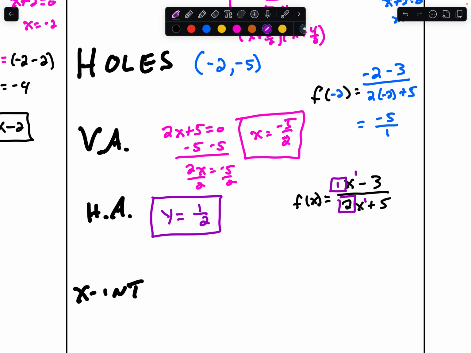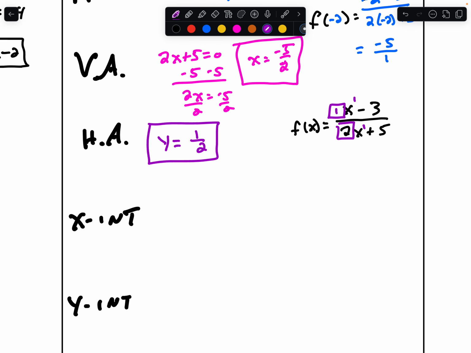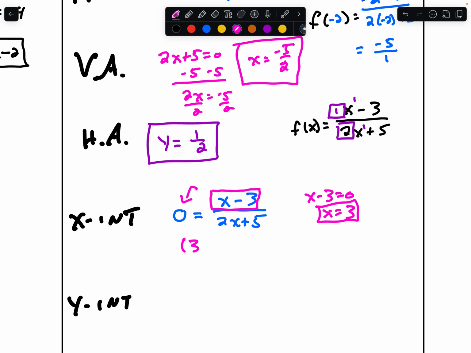Okay, and now the last two things we need to do is understand what are the x-intercepts and what are the y-intercepts here. What's interesting here is the x-intercept is where y is equal to 0. So this is a little funky, but if I say 0 equals x minus 3 over 2x plus 5, the only thing I need to concern myself with is the top, right? So where is the top equal to 0 in order for this statement to be true? If I say x minus 3 equals 0, x equals 3. So I know that the x-intercept is going to be at (3, 0).